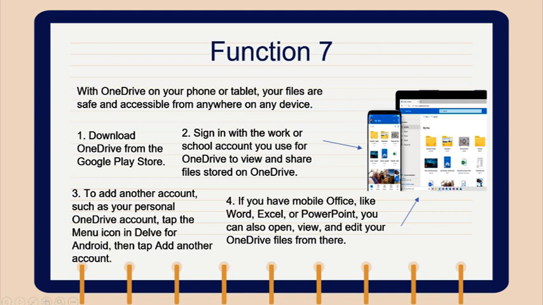Function 7. With OneDrive on your phone or tablet, your files are safe and accessible from anywhere on any device. 1. Download OneDrive from the Google Play Store. 2. Sign in with the work or school account you use for OneDrive to view and share files stored on OneDrive. 3. To add another account, such as your personal OneDrive account, tap the menu icon in Android. Then tap Add another account. 4. If you have a mobile Office app like Word, Excel, or PowerPoint, you can also open, view, and edit your OneDrive files from there.